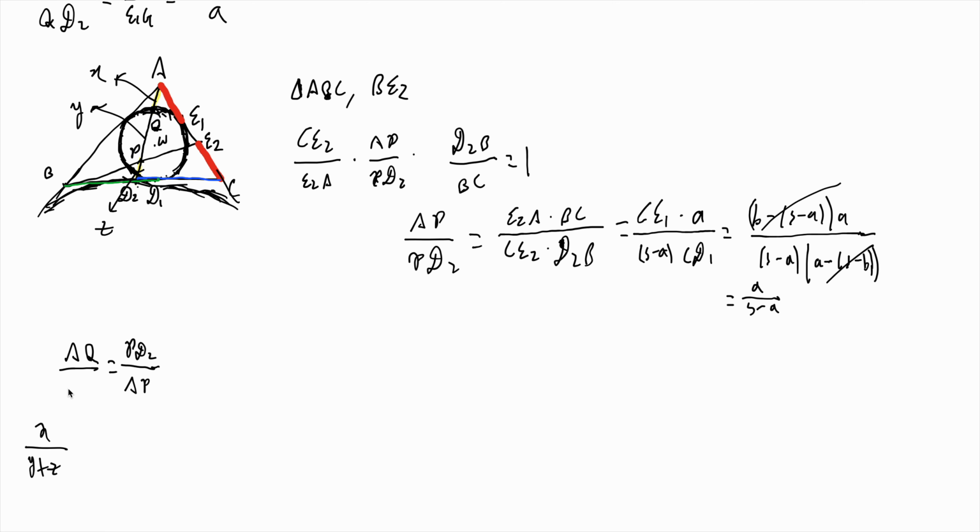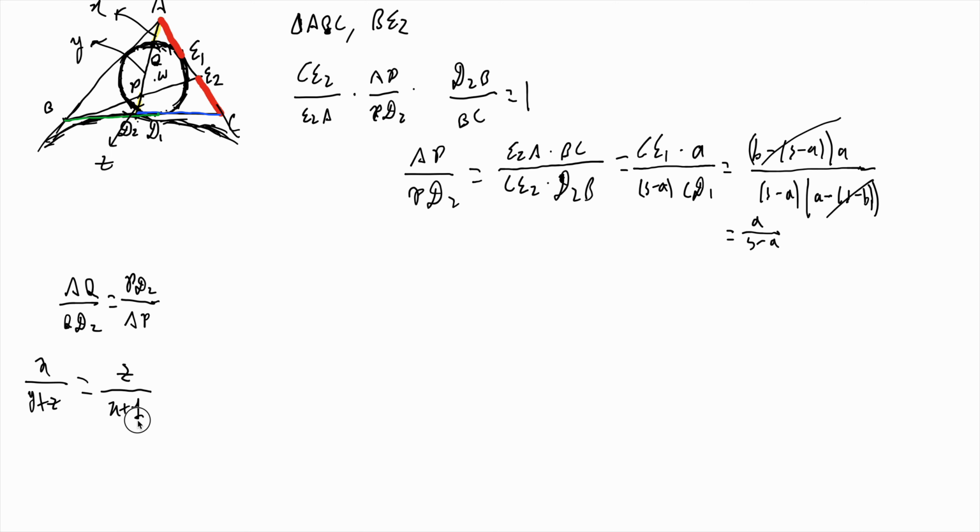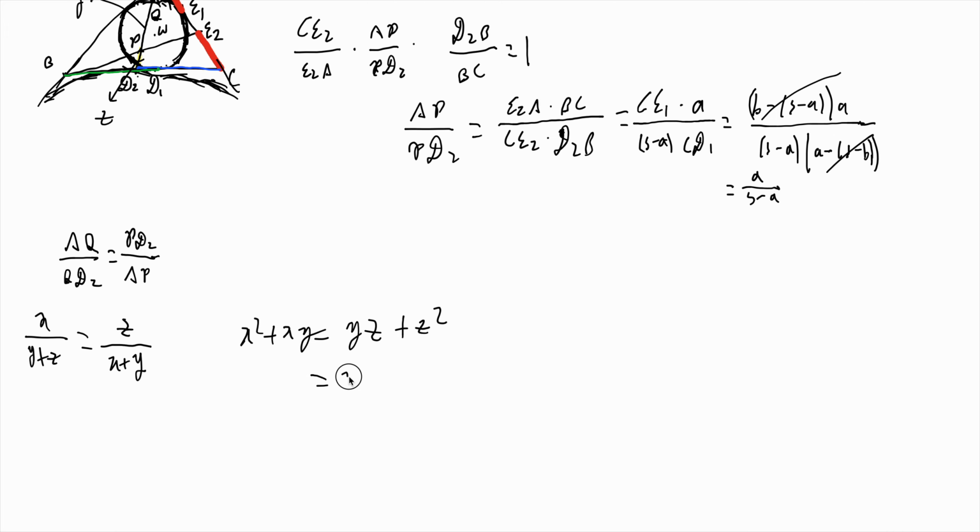QD sub 2. This one is equal to PD sub 2 is Z over AP is X plus Y. So simplifying, we have X squared plus XY. We can cross multiply. We have X plus Z squared. So we have Y times Z minus X, X minus Z, X.